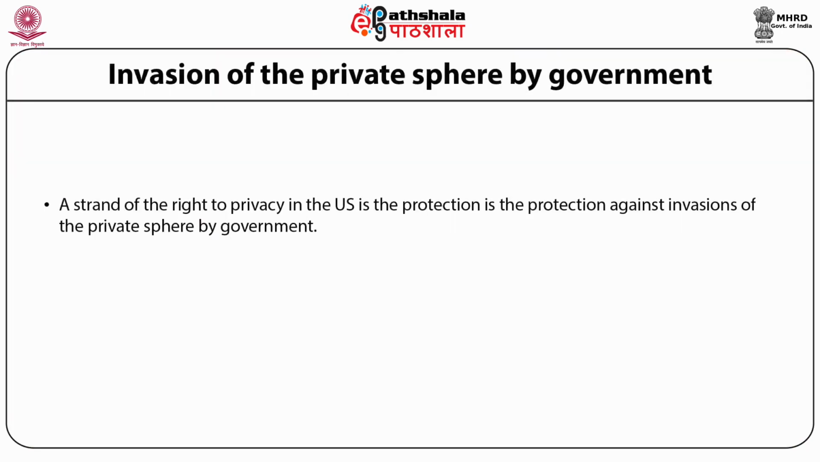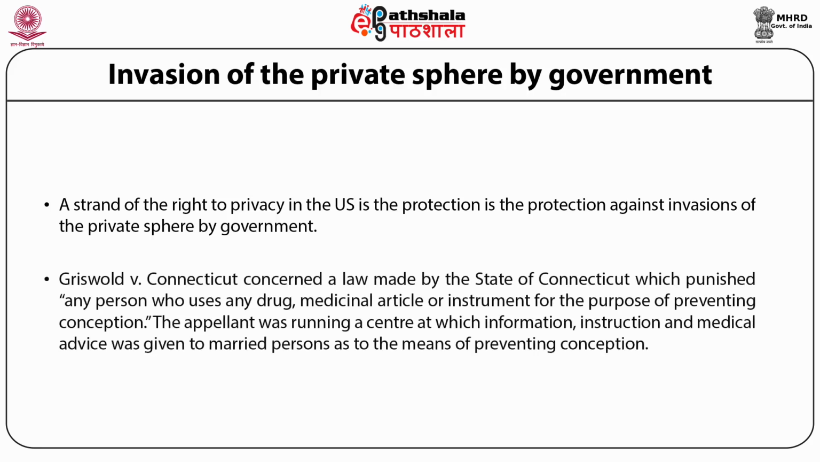A strand of the right to privacy in the US is the protection against invasions of the private sphere by the government. In the US, the courts have been very, very strict when it comes to invasions of the private sphere by the government. And the landmark case is the controversial case of Griswold versus Connecticut. The case of Griswold concerned a law made by the state of Connecticut. The state of Connecticut punished any person who used any drug, medicinal article or instrument for the purpose of preventing conception. So essentially, if you used a condom, right?